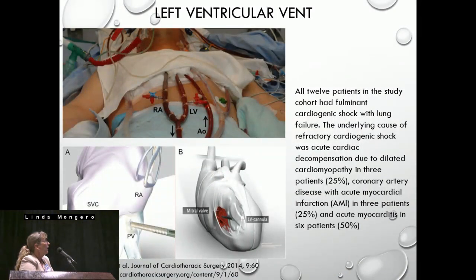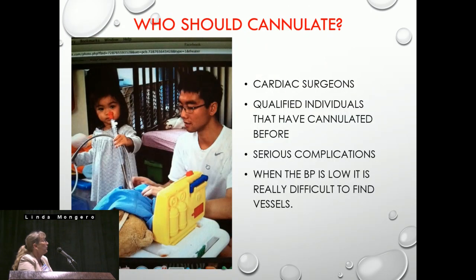So just be aware. This was a study that was done, and you can see that they used a right atrium, a left ventricle vent in the apex, and then out through the ECMO circuit and back to the aorta. And they had 12 patients in the study, and all of them were in cardiogenic shock. 3 of them were coronary artery disease with acute myocardial infarction, and 1 acute myocarditis in 6 patients. But all of these patients did well, and it's just showing you that you are able to vent, and it was a paper that was written, so I included it.